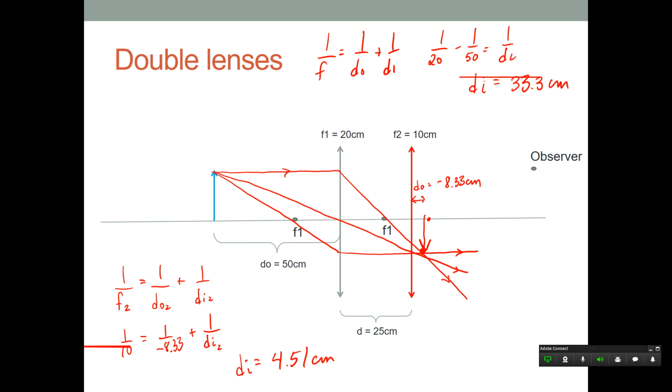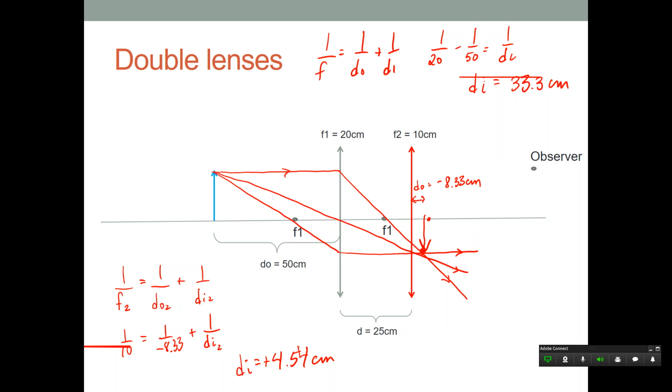What happened here? So we got a positive. Now, is that a virtual image or a real image? That's a real image. It's positive. Okay. Perfect. That's going to be our distance. And which side of this lens is it going to be on? Which side of the lens? Left or right?